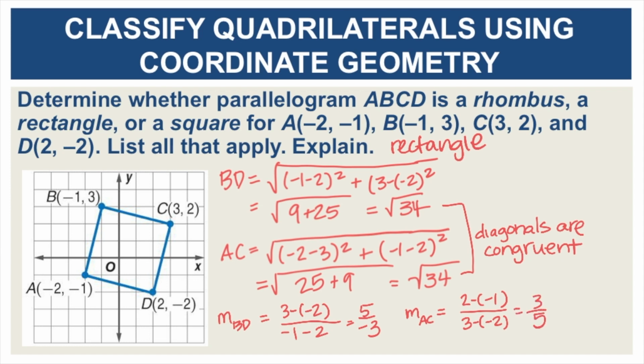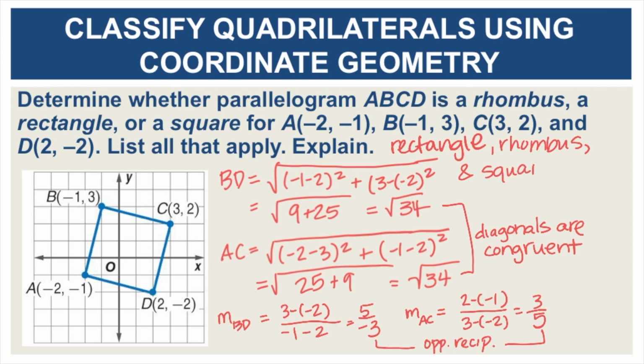So these are opposite reciprocals. Because they're opposite reciprocals, that means that the diagonals are perpendicular. So if the diagonals are perpendicular, then it could be a rhombus or a square. So we are going to write both rhombus and square.